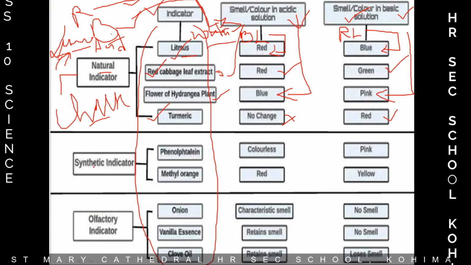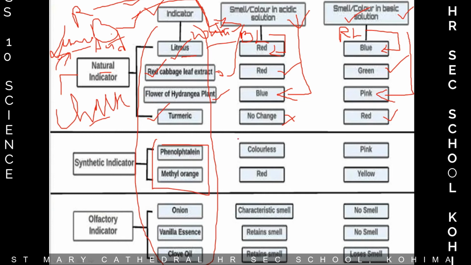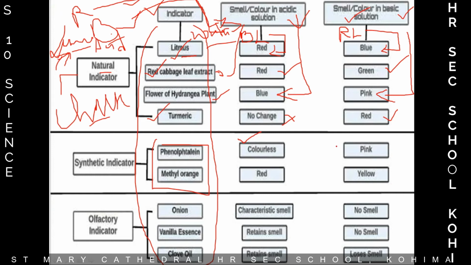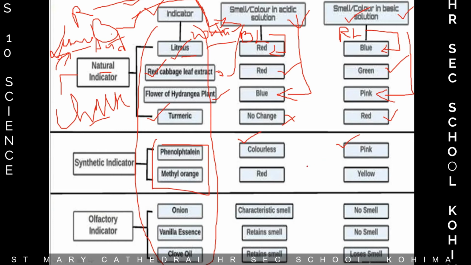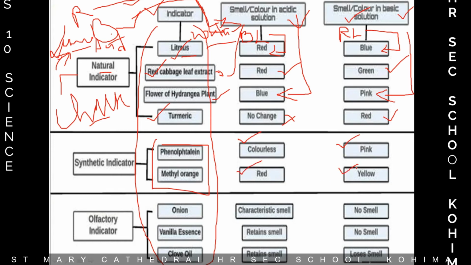Now next thing is your synthetic indicator. This you will not find in your kitchen. Phenolphthalein and methyl orange. Phenolphthalein is colorless when reacted with acid, and for base it will turn pink. This we are supposed to do in practical classes. And for methyl orange, it will turn red with acid, and for base it will turn yellow.